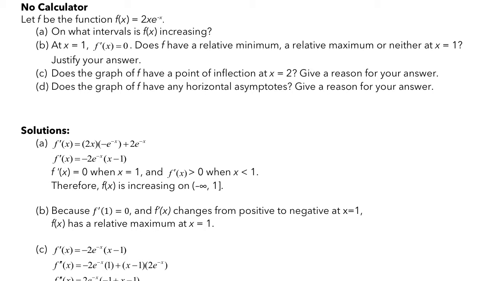All right, part A. Where is f increasing? So generally I'm thinking, where is the derivative positive? Where's the slope positive? So let's see, if I have f of x, I'll just use my rules and find the derivative. And then I'll find where it's 0. And then I'll do a little sign chart or something.